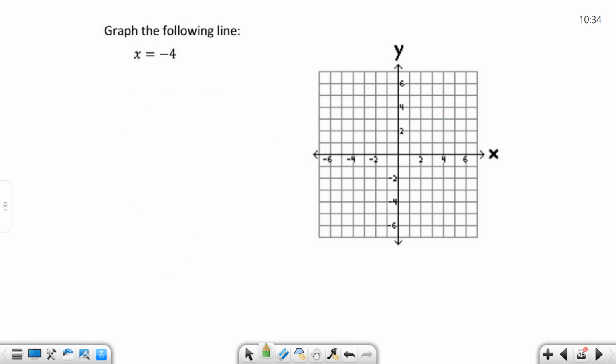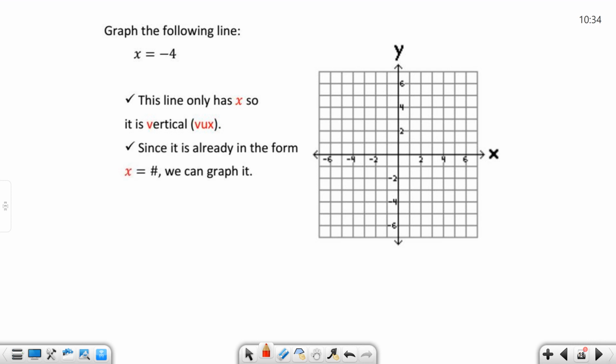What about x equals 4? Okay, so x equals 4, again, this only has what in it? X. So this has got to be a vertical line, right? We know it's x equals a number, so therefore we know it's a vertical line. We also know the slope is what? Undefined. I don't have that on here, but we know that, all right? So since it's already in the form x equals a number, we can go straight to graphing it.